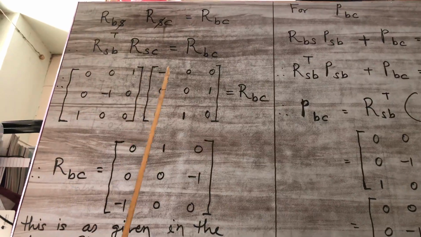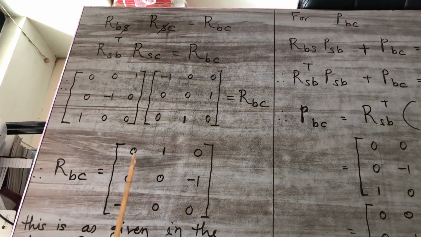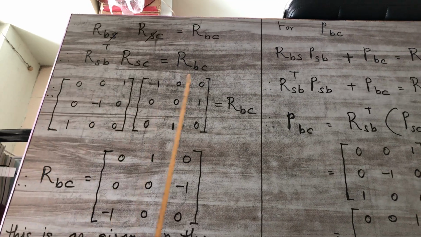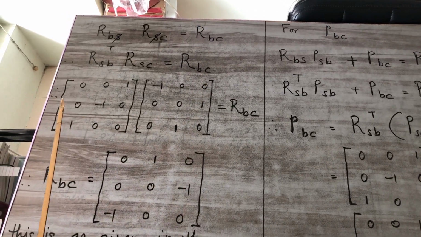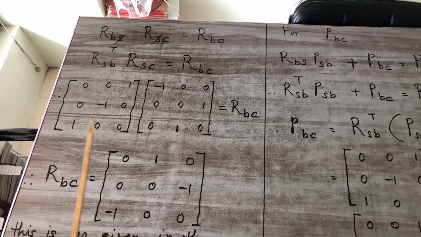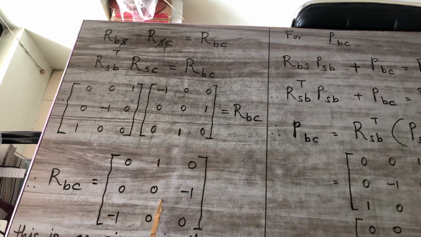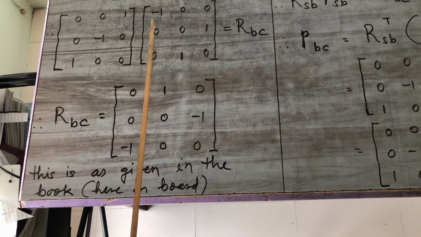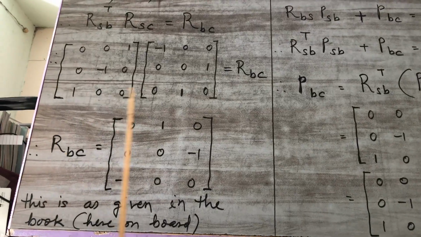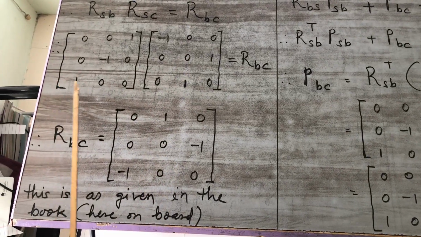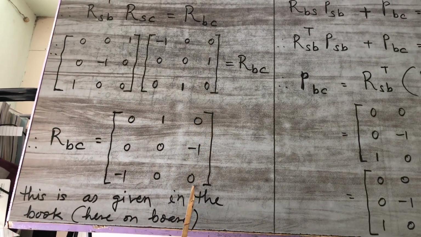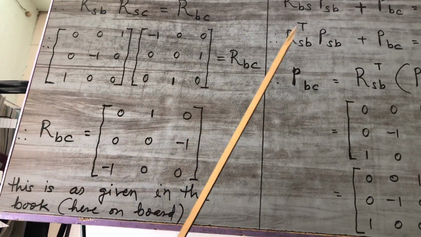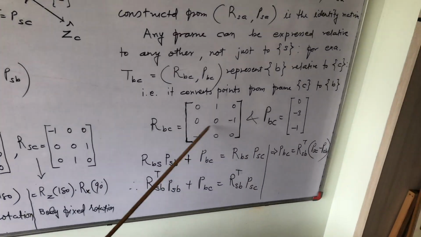If we multiply first row, first column, we get 0. First row, second column, we get 1. First row, third column, we get 0. Second row, first column, 0. Second row, second column, 0. Second row, third column, minus 1. Third row, first column, minus 1. Third row, second column, 0. Third row, third column is 0. See here, this is R_BC we have obtained. It is the same as given in the book. This one.